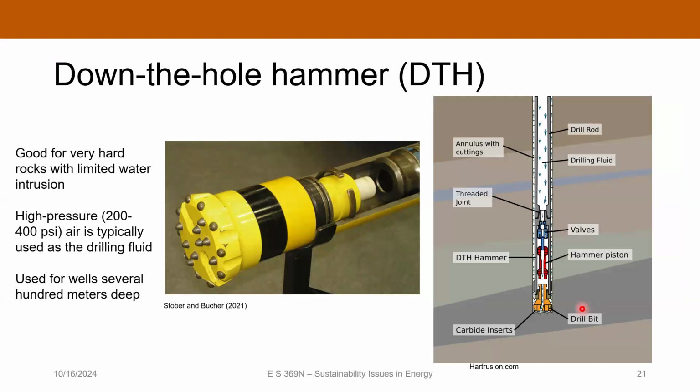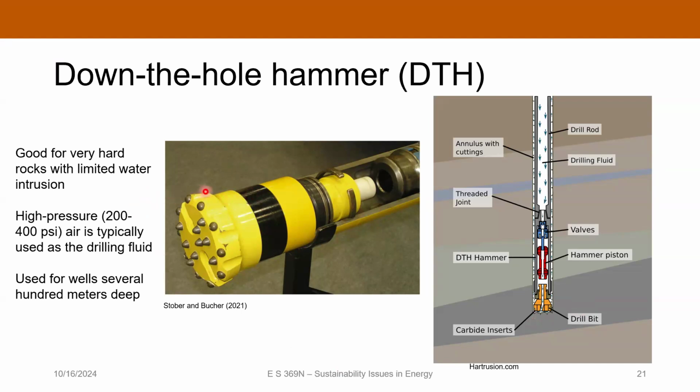If you're going a little bit deeper, there's a different tool which is called a down the hole hammer. And this would be good for kind of shallow but hard rocks. So, if you're in a place like Austin, where we've got relatively thin soil and then hard limestone right below that, you might use a down the hole hammer type system to get through that.